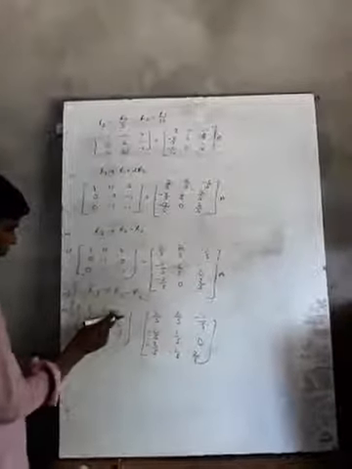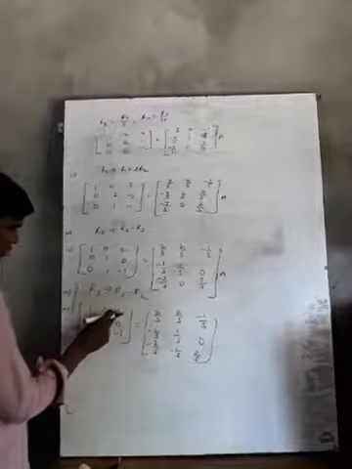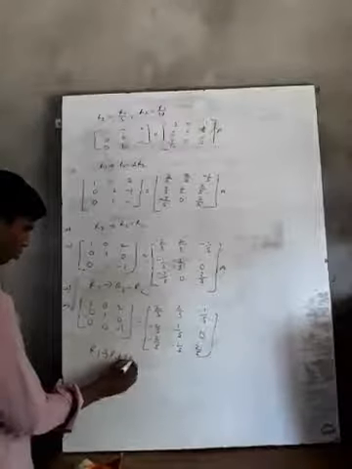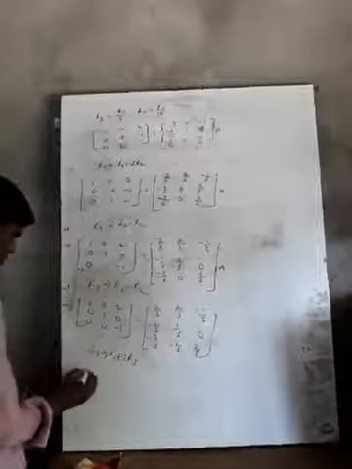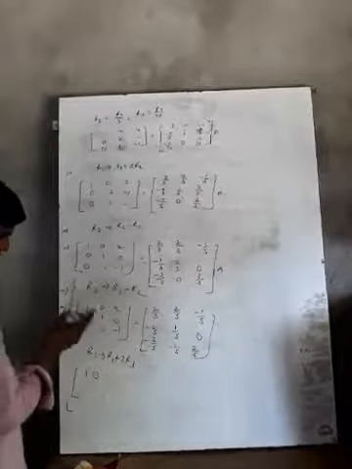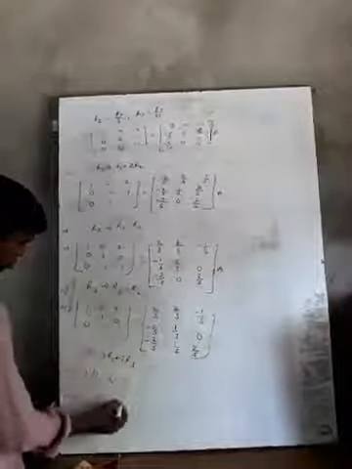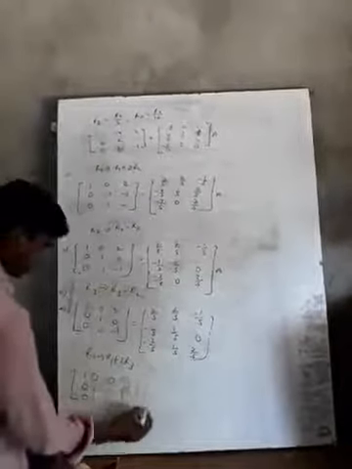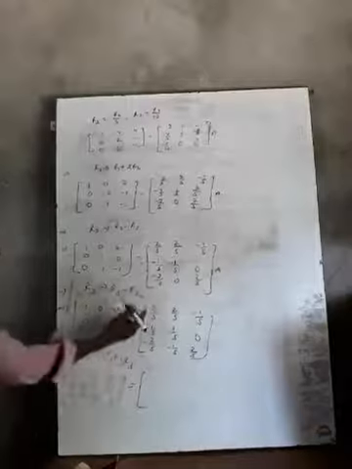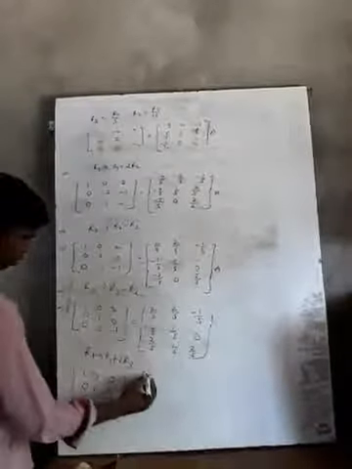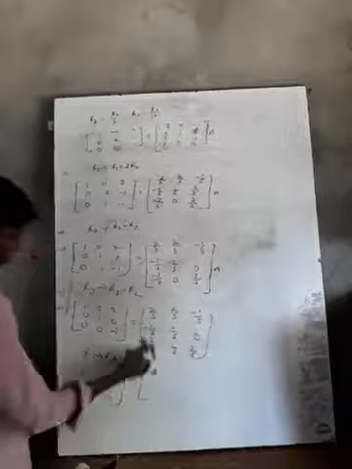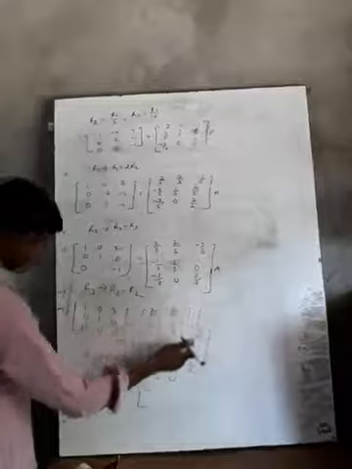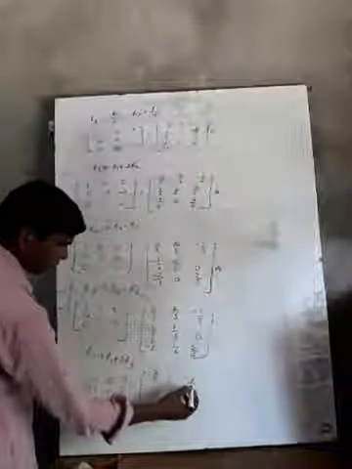Here we need 0 0 0 1. To get here 0, what can we do? R1 changes to R1 plus 2R3. 0 0 2 and 2 0, 0 1 0 0 0 minus 1. Here R1 plus 2R3. 2 upon 5 minus 4 upon 5, minus 2 upon 5, 2 upon 5 minus 2 upon 5, 0, 1 upon 5, 4 upon 5, 3 upon 5.